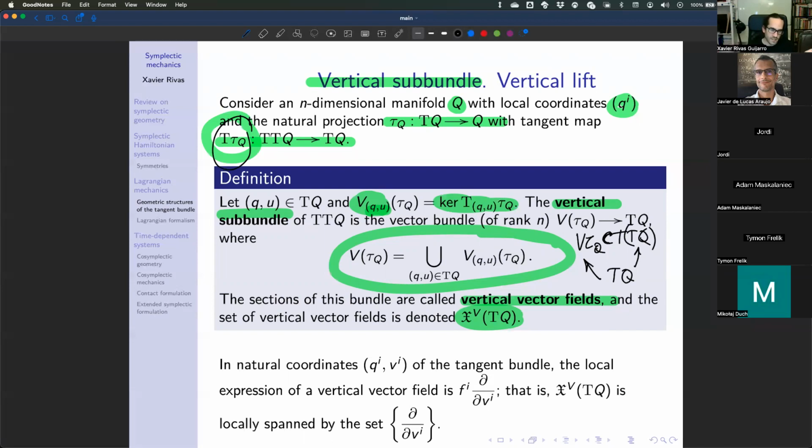So locally, what does it look like? If we have these natural adapted coordinates in the tangent bundle, the local expression of a vertical vector field looks like this. So this is what I meant with tangent to the fiber. I meant that it only has components on the fibers, only on the velocities. And of course, the vertical vector fields are locally spanned by this family of vector fields.